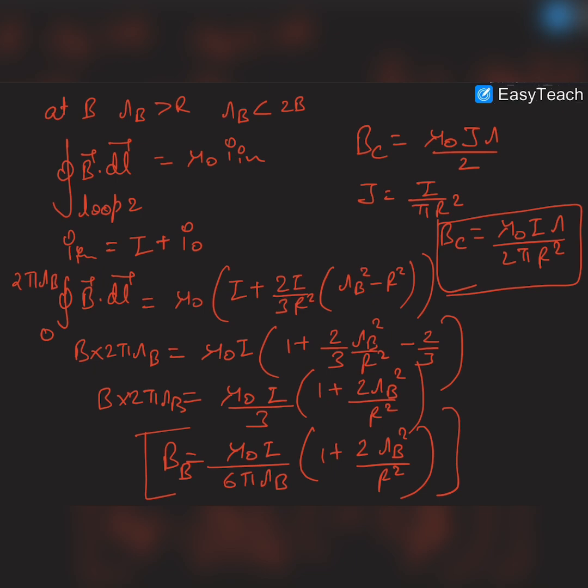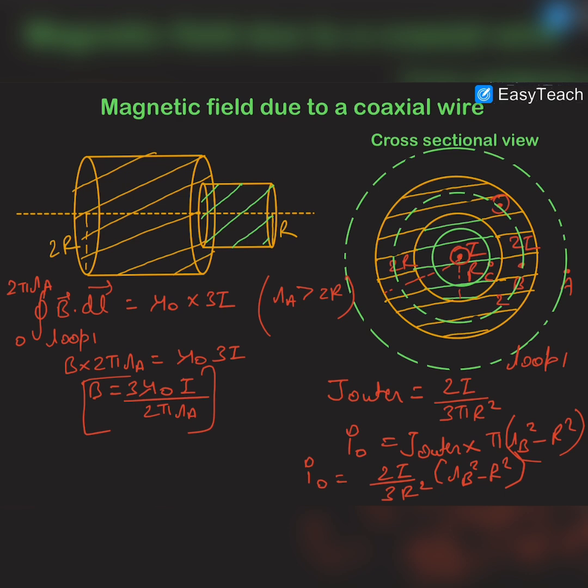This is the coaxial wire field, and this is just an example in which I have taken the currents flowing in the same direction and with different amounts of current. In any situation you can find out the magnetic field of coaxial wires by using Ampere's law.